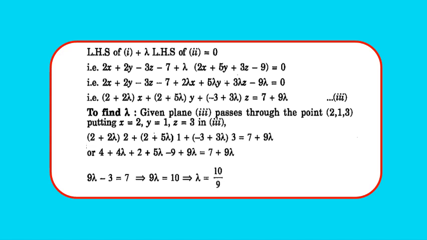So simplifying and finding the coefficients, we get (2 + 2 lambda)x + (2 + 5 lambda)y + (-3 + 3 lambda)z = 7 + 9 lambda. Now we have to find the value of lambda. So the given plane is passing through the point (2, 1, 3). Putting x = 2, y = 1, and z = 3 in the equation of plane 3, we get (2 + 2 lambda)2 + (2 + 5 lambda)1 + (-3 + 3 lambda)3 = 7 + 9 lambda. And simplifying this equation, we get the value of lambda as 10/9.